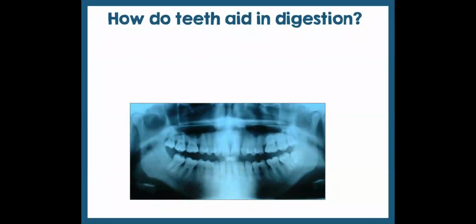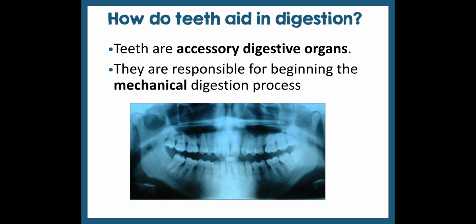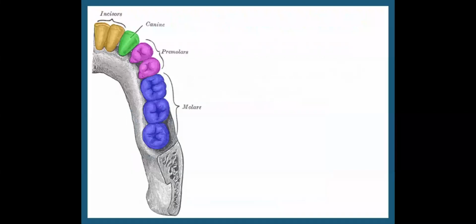Okay, so now let's talk about one of your accessory organs that aid in digestion, the teeth. Teeth are accessory digestive organs. They are responsible for beginning the mechanical digestion process. So there's going to be 2 types of processes when digestion is happening. There are mechanical processes where things are moving, being crushed, ground up, churned. Then there's chemical processes where it's actually chemicals that are breaking things down. Okay, but your teeth play a role in the mechanical digestion process.